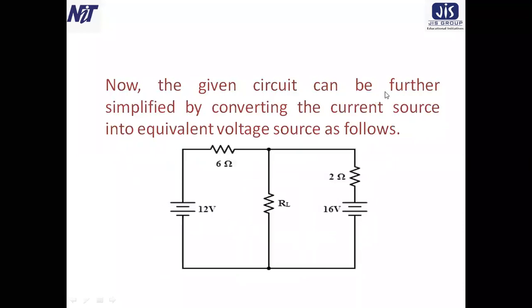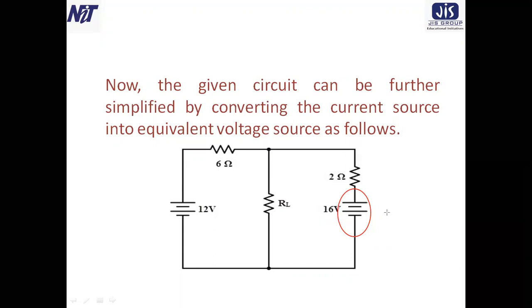Now the given circuit can be further simplified by converting the current source into an equivalent voltage source as given. So in the previous circuit, in the last slide, in this position a current source was there. So here we convert the current source to a voltage source.